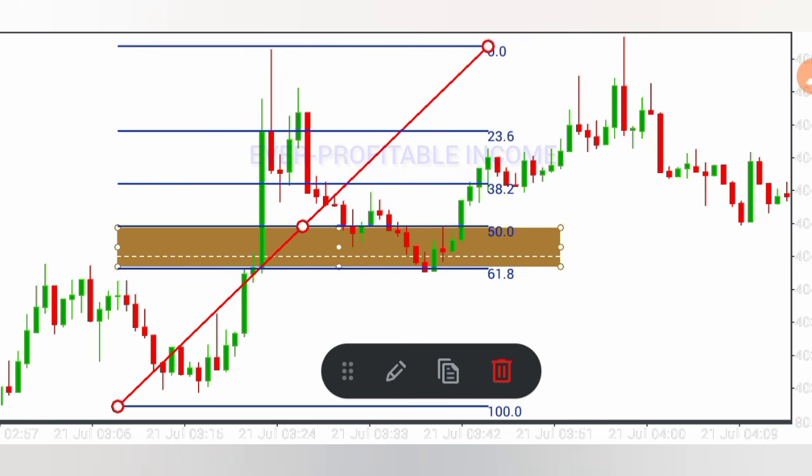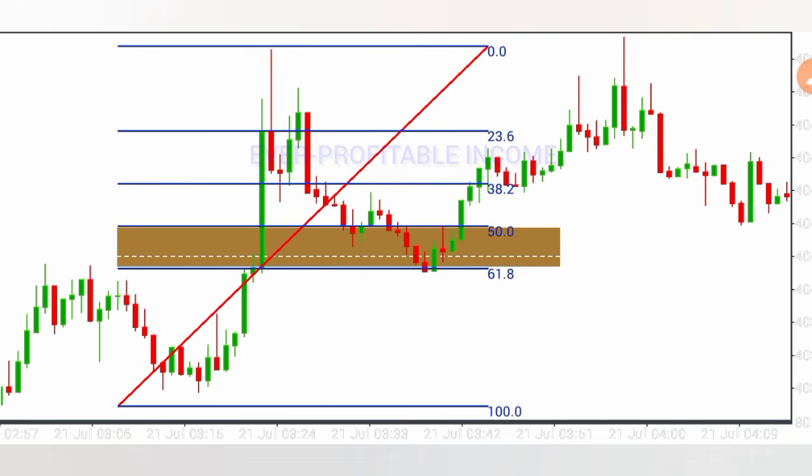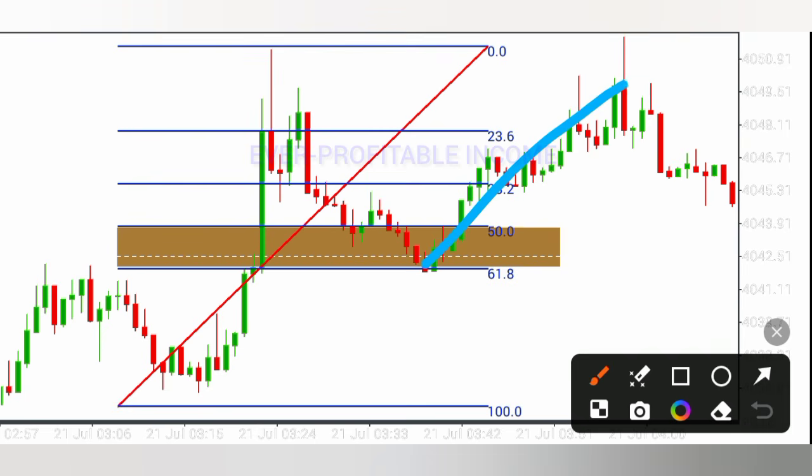Can you see the retracement happened within that zone, right? When price hit between the 50 and the 61 area, price pushed back up. So if you enter right here, you are going to scalp and make massive profit. You continue doing this until the trend ends, and you make a lot of profits using this Fibonacci retracement strategy.